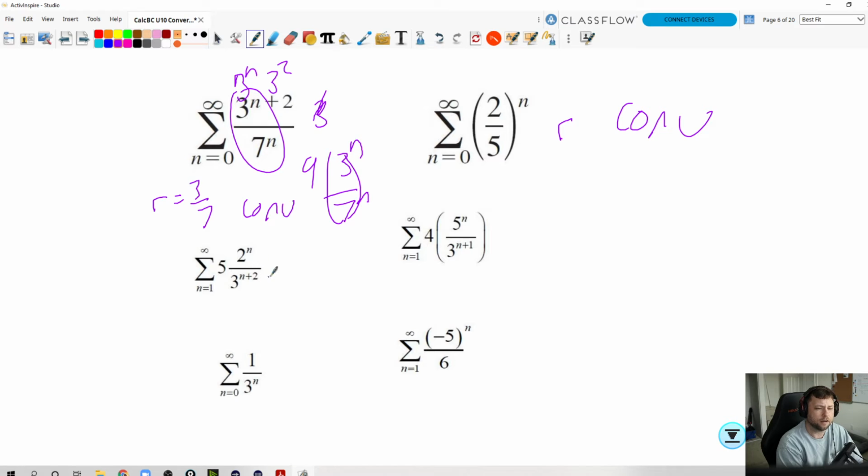The one down here, okay, I can treat it the same. Take out a 3 squared, so it's going to be 5 over 3 squared down here. 2 to the n, 3 to the n. This is 2/3 for my r value. We're going to converge right here.